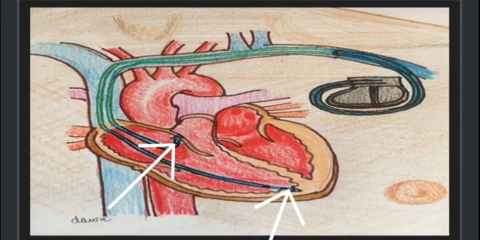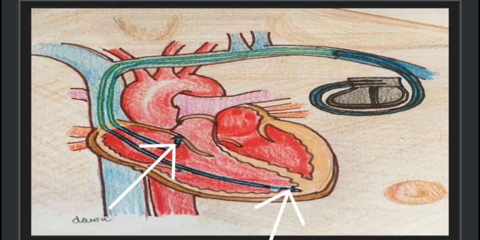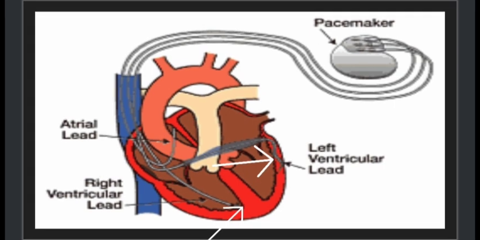Next is dual chamber pacemaker. Now see through those two arrows which are marked there. Whereas in single chamber there is only one wire attached to one chamber, in this it uses two wires attached to two chambers of the heart. Next is biventricular pacemaker. This is used in cardiac resynchronization therapy.